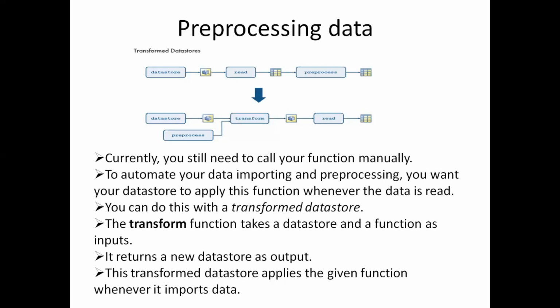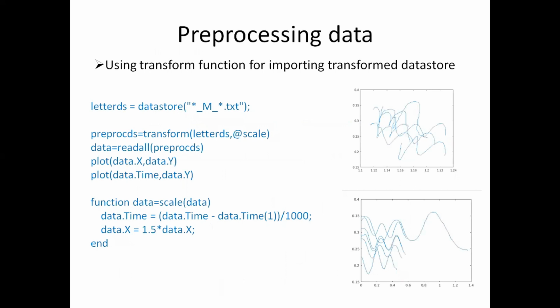We will use the function transform for this case. When you use this, it will return a new data store as output, which will be a transformed data store. Whenever you import the data, the pre-processing steps will be automatically applied to the data. So we will see how to use this transform function for importing a transformed data store.